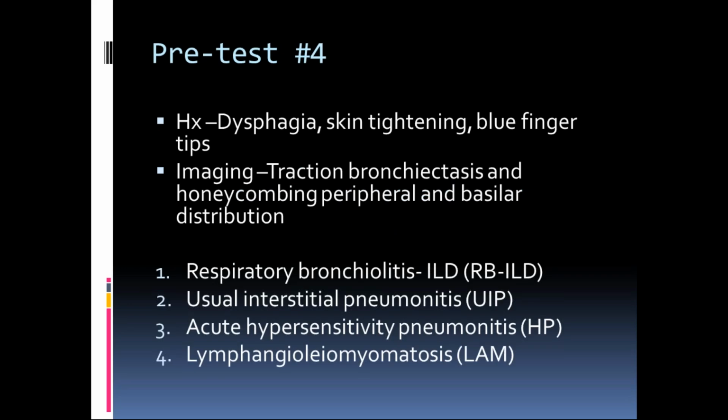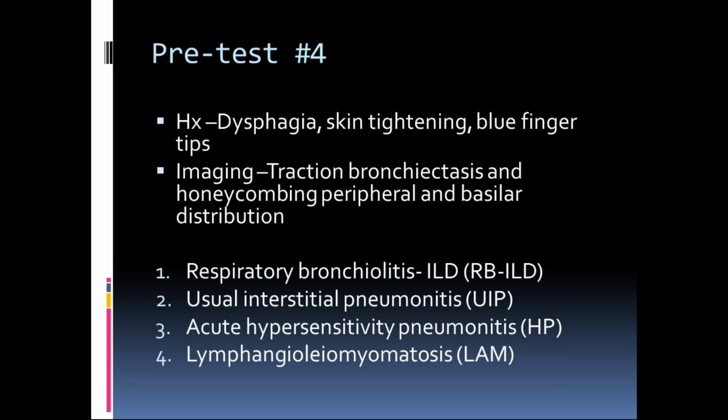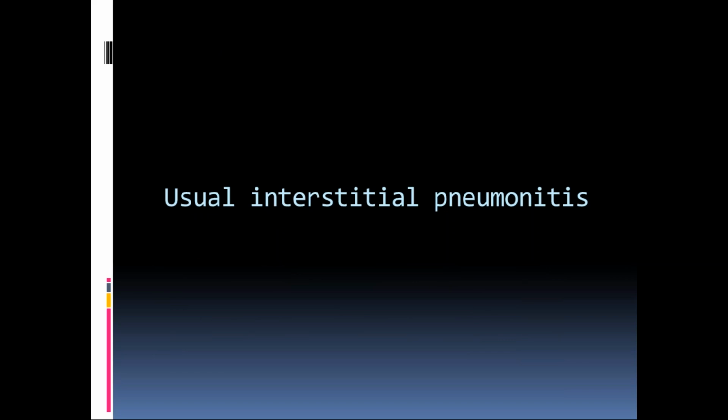All right, the 4th one, the history is dysphagia, skin tightening, and blue fingertips. The imaging, traction bronchiectasis, honeycombing, and a peripheral and basilar distribution. Well, the imaging findings didn't change from the previous one, but the history did. But we're looking for a pattern, and the pattern, again, is usual interstitial pneumonitis. And that actually was a board topic about 5 years ago or something like that. So these do come into reality.